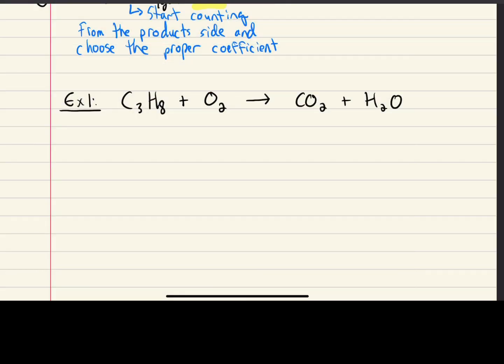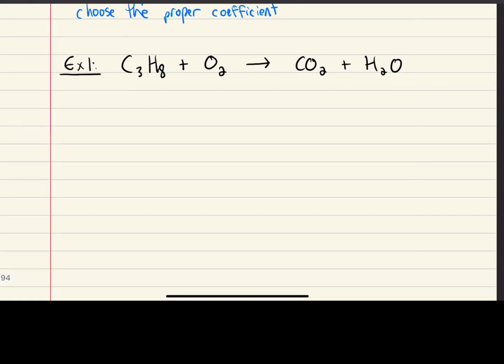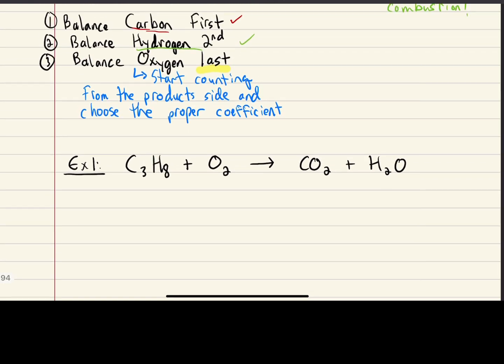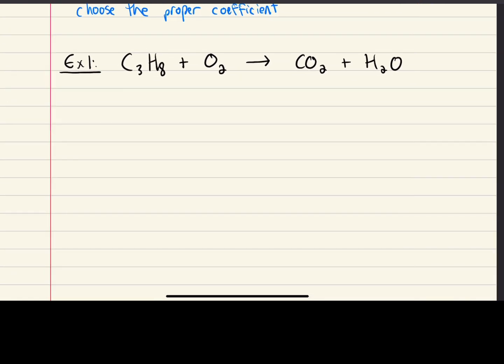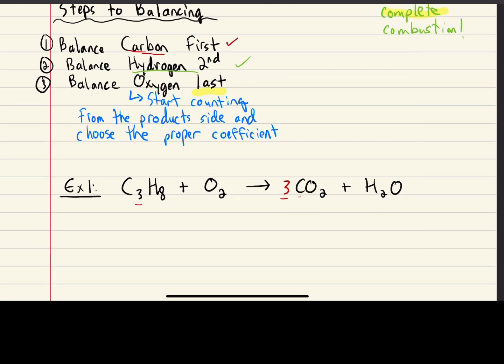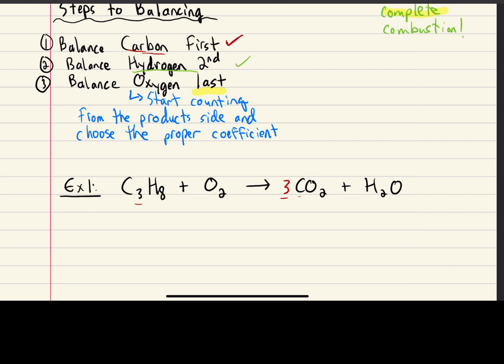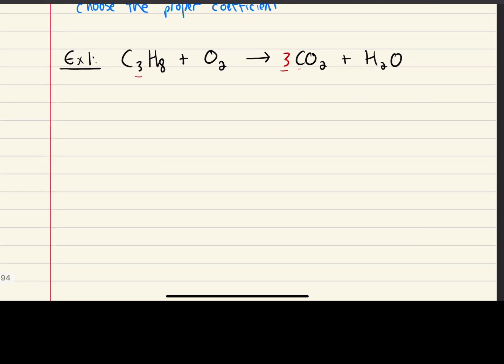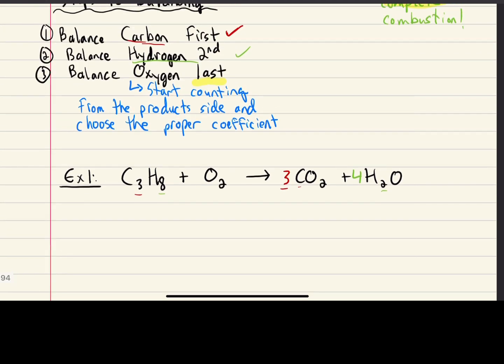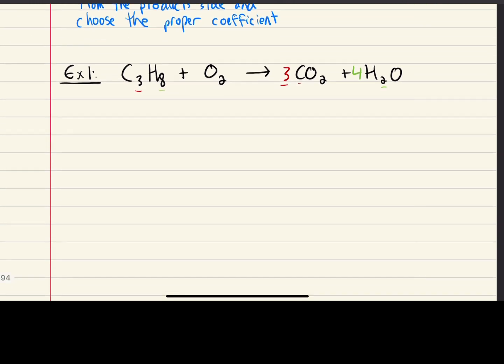So here we have our first combustion reaction. Like the steps suggested, we're going to balance our carbons first. So we have 3 carbons here and only 1 over here, so we're going to put a 3 in front. And now the carbons are balanced. Next, we're going to balance the hydrogens. We have an 8 over here and we have 2. So we're going to put the 4 over there. And now we have balanced our hydrogens.